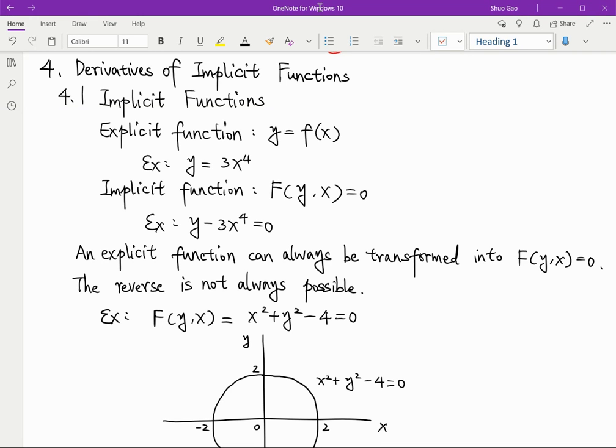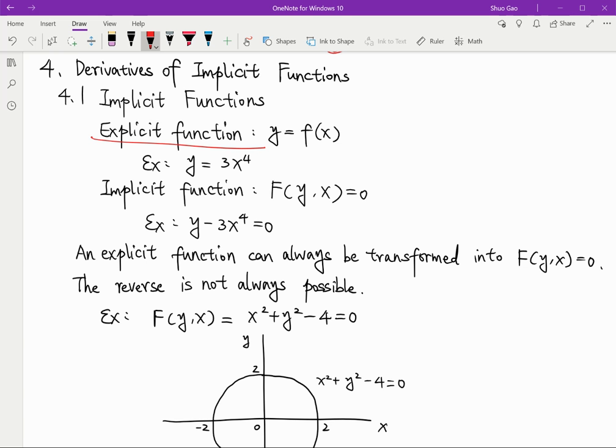So next, let's talk about something called implicit functions. Implicit functions are something where you cannot explicitly write y equals to something, right? For an explicit function, we have a dependent variable y, and we have a function of x. So we can write the function as y equals f(x), right?